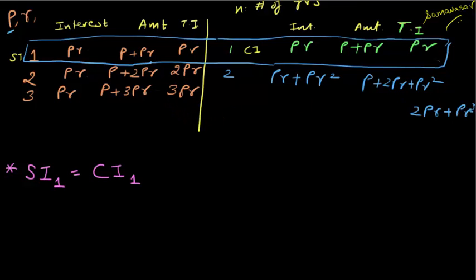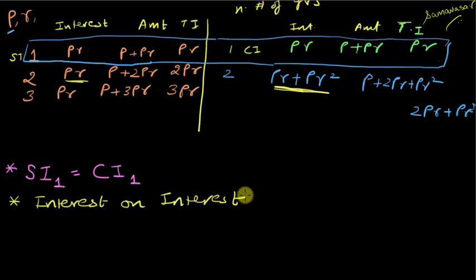Now again, if you take a look at this, the interest in the second year here was PR. Now the interest here is PR plus PR square. Why is there this difference? If I take the difference of these two, I get this term as PR square. What is this PR square? So now we are coming on to the second learning of this, that is interest on interest.